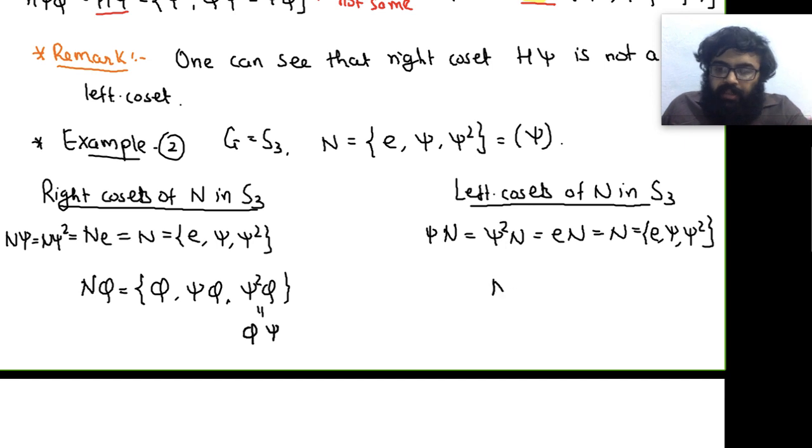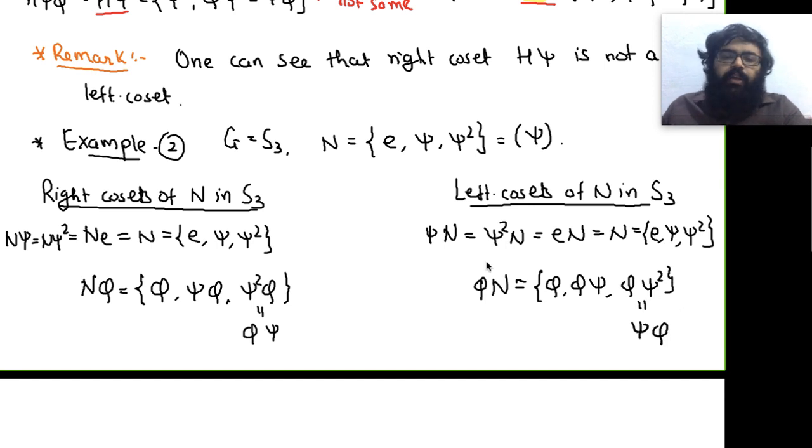So let us consider phi N here. Now this is left coset. Phi is multiplied from the left side. So phi N is what? Phi e, which is phi. Phi psi. And phi psi square. What is phi psi square? This is psi phi. Okay, and what are the other elements?